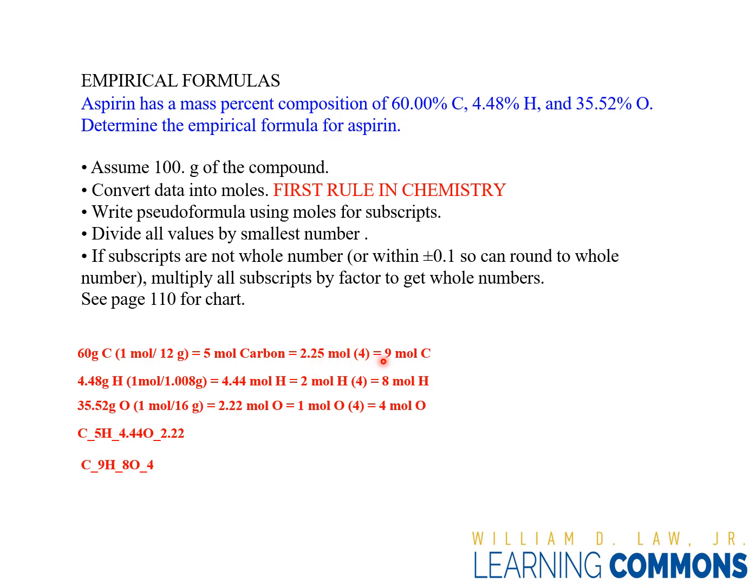This was the problem. To convert the decimal number to a whole number, I use the same number to multiply the hydrogen and oxygen to get my final result. Therefore, I have 9 carbon, 8 hydrogen, and 4 oxygen, and my empirical formula becomes carbon 9, hydrogen 8, oxygen 4.